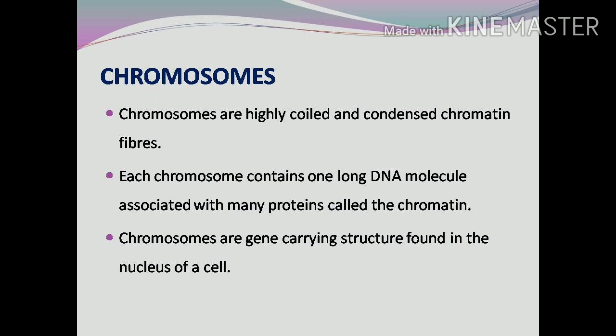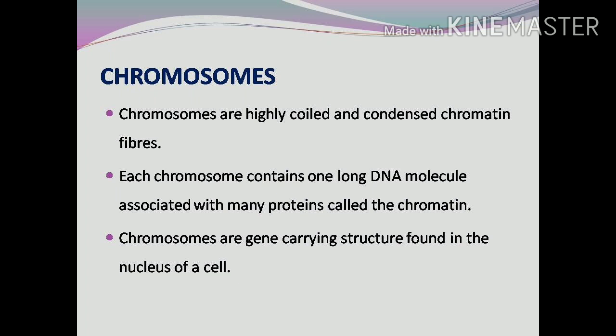First, what are these chromosomes? The nucleus contains most of the cell's DNA, which is organized into discrete units called chromosomes. Each chromosome contains one long DNA molecule associated with many proteins. This complex of DNA and proteins is called chromatin.